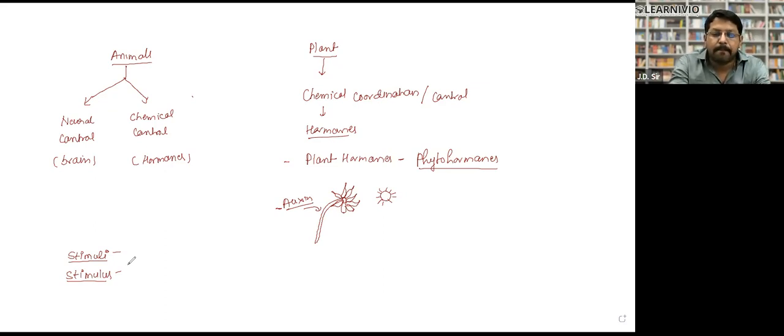However, plants respond to external stimuli like light, touch, gravitational force, and other stimuli.